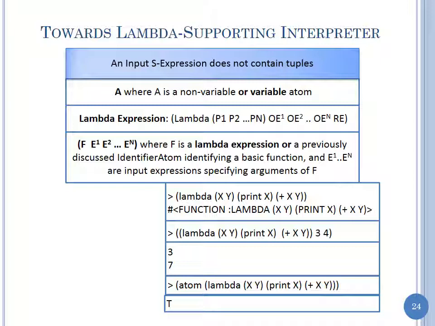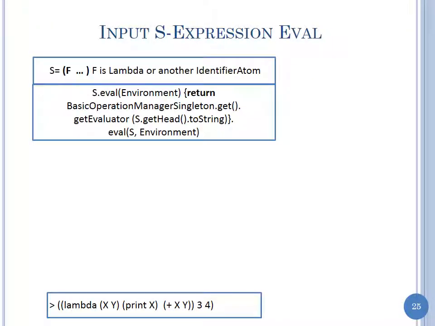So, we have three cases conceptually. A is a variable or non-variable atom. We have a lambda expression, and we have regular function applications, or lambda expression applications. The second and third cases are really evaluation of composite S expressions, input expressions. The first case is an evaluation of an atom expression. So when we worry about the input lambda application, we have to look at the input S expression being composite.